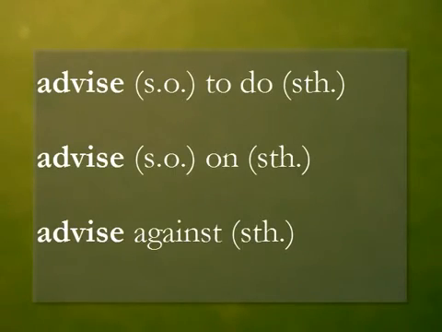Okay, so now let's talk about grammar. What are the differences among these 3 verbs? Let's start with advise. You can advise someone to do something. For example, a doctor advises a patient to quit smoking. Or the negative, a doctor advises a patient not to eat fatty foods. You can advise someone on something. For example, a banker advises a client on financial matters, or a professor advises students on academic matters. You can also advise against something. For example, a doctor can advise against smoking.